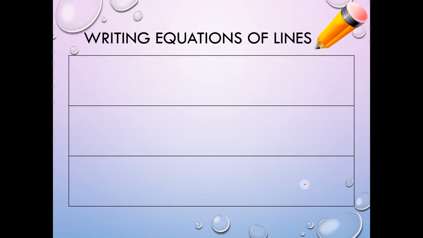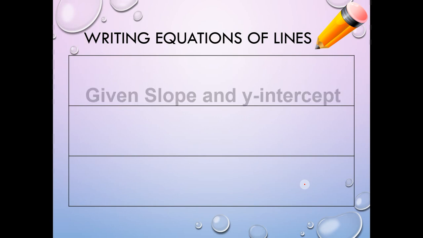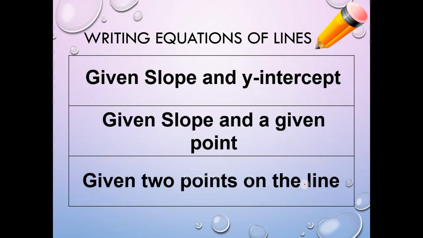So this is when you're going to want to grab out that foldable. If you remember, it had those 3 little flaps on it. We cut them and then it had information. On the front where it's blank right now, you're going to want to write these 3 things, one on each flap. Your first flap should say given slope and y-intercept. Your next flap should say given slope and a given point, and the last, given 2 points on the line. We did this in class, so you should have it written.